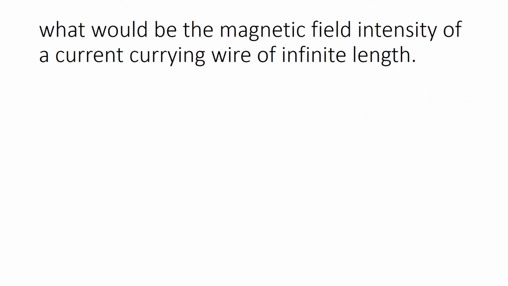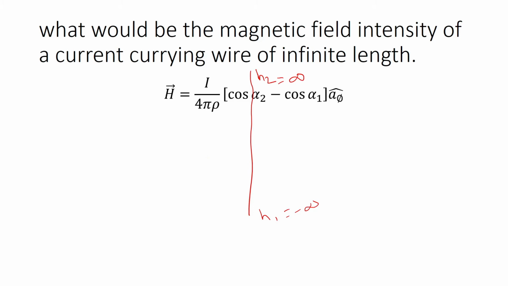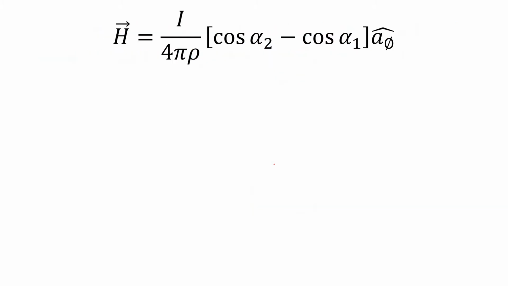Now, what would be the magnetic field intensity of a current carrying wire of infinite length? The meaning of a current carrying wire of infinite length is that the endpoints are now h1 equals negative infinity and h2 equals infinity. So when h2 is infinite, what is the value of alpha 2? And when h1 is negative infinite, what is the value of alpha 1? That is what we should be worried about.